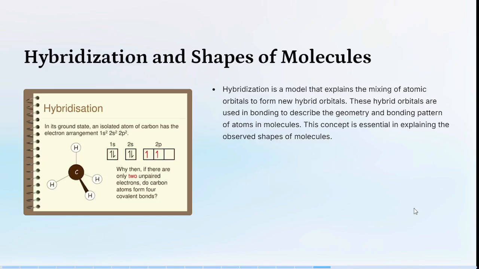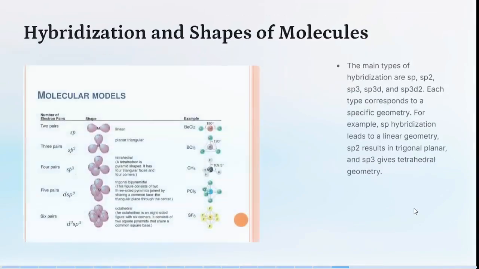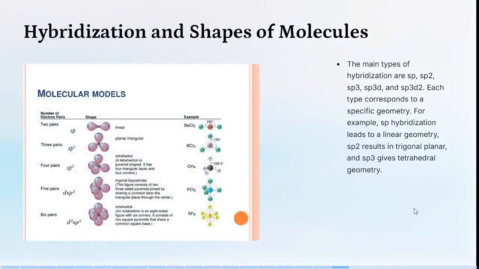So now these hybrid orbitals are used in bonding, and they also describe the geometry and the bonding pattern of molecules in that particular atom. So this concept is essential in explaining the observed shapes of molecules. So let's head into the further description of what hybridization means.